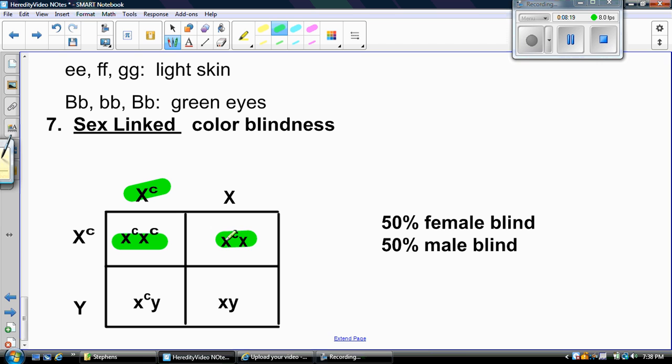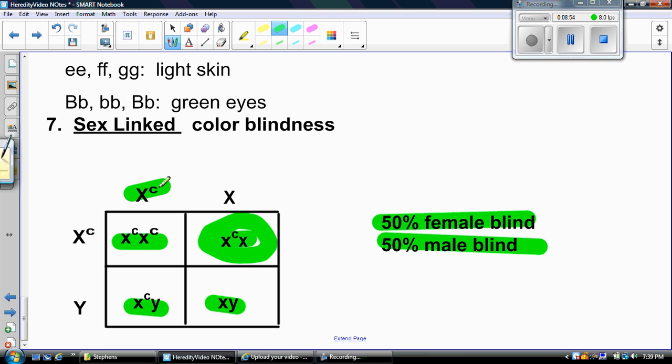Now on males, because they don't have another X, they have a Y, if they get the XC, it shows up. So males are more likely to be colorblind than females. A female can be what we call a carrier. So a female can carry the trait for color blindness and not be colorblind. But a female will also have a 50% chance of passing on color blindness to a male offspring. So again, if you look at this Punnett square, 50% chance for females to be colorblind, 50% male.